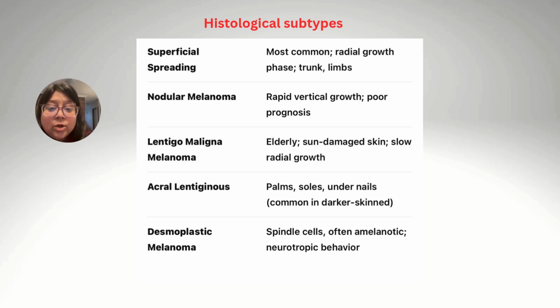Lentigo maligna melanoma is seen in elderly people with sun damaged skin and it has a slow radial growth. Acral lentiginous melanoma commonly affects the palms, soles, and under the nails of people. Desmoplastic melanoma, mainly in this, the tumor cells are spindle cells, often amelanotic with a neurotropic behavior.